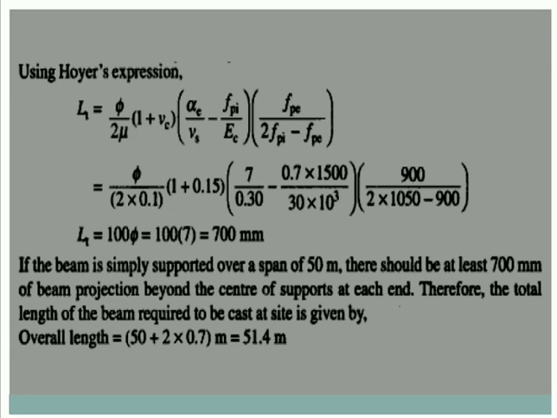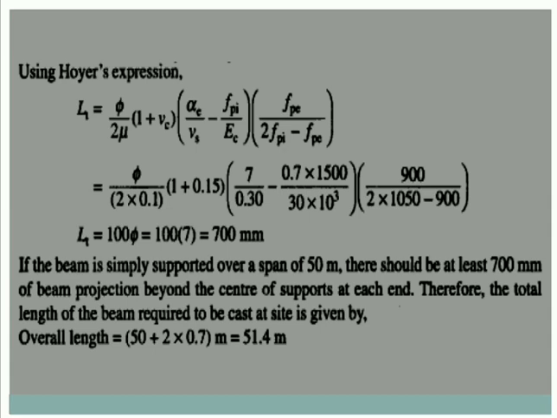Substituting all the values, we get LT as 100 times the diameter, which is nothing but 700 mm. So if the beam is simply supported over a span of 50 m, there should be at least 700 mm of beam projection beyond the center of the support at each end. Therefore, the total length of the beam required to be cast at the site is given by 50 plus 2 into 0.7, which is equal to 51.4 meters.